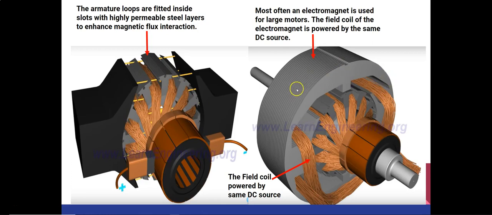And here on the right, an electromagnet is used on top of this arrangement. Inside you see that these are the armature coils, then you have the steel layers, and on top of it you have this electromagnet attached to the field coil. You see these are the field coils, and through these field coils you will provide the DC power. This type of arrangement is used in large motors.